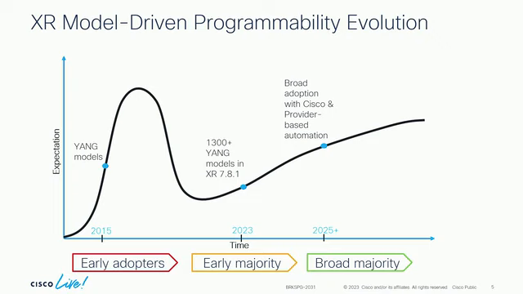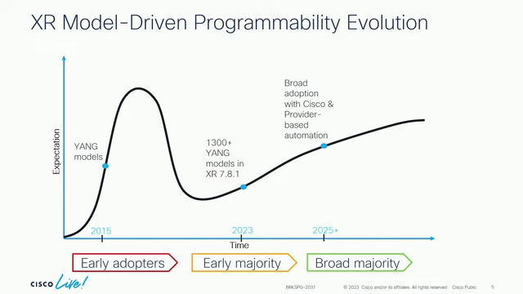Right now, if we take a look at the most recent IOS XR releases, there are more than 1,000 models available on the box. Tooling is much better, so you can scan through them, search through them, and explore them visually, and I will touch base on some of the aspects we are doing in that area.